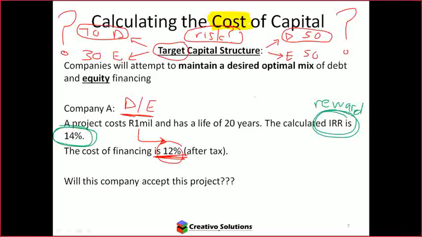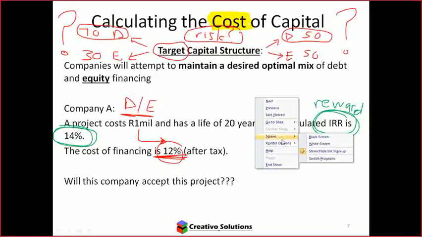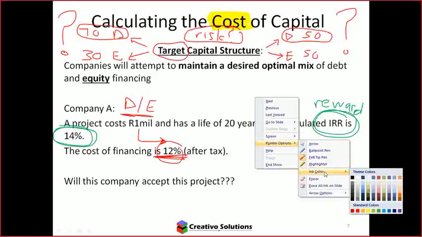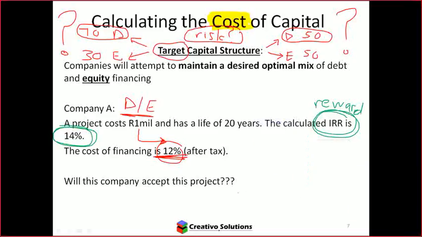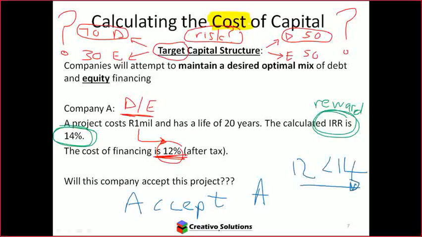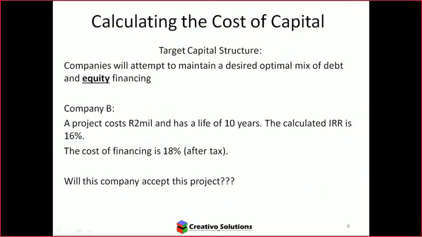Okay, so is this a good project? Yes. Are we going to accept it? Yes. Okay, so we would accept A because the cost is lower than the reward. Will we add value? Yes. Okay, so that's the important bit in terms of decision making. Right, you guys do B.